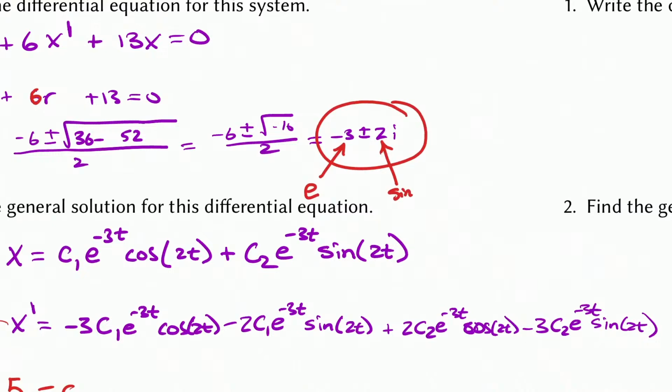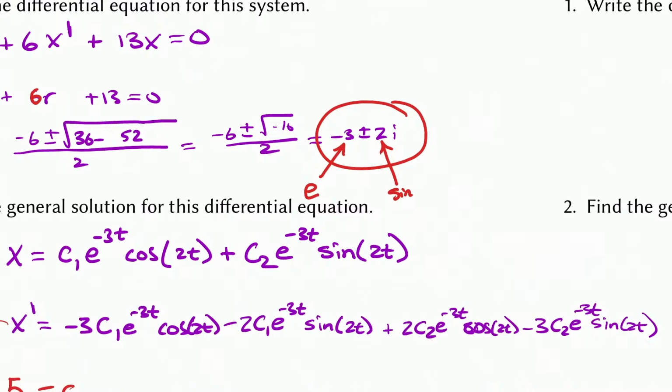So this, I'm going to get negative 3C1 e, so that's the derivative of this, leave this alone, and then I do the derivative of cosine, and I leave the e to the negative 3t alone. Derivative of cosine is negative sine, and then you got the 2 that comes out. Then I did the derivative of sine, which is cosine times 2, and leave the e, and then you do the derivative of the e to the negative 3t. Okay, I feel good about that.